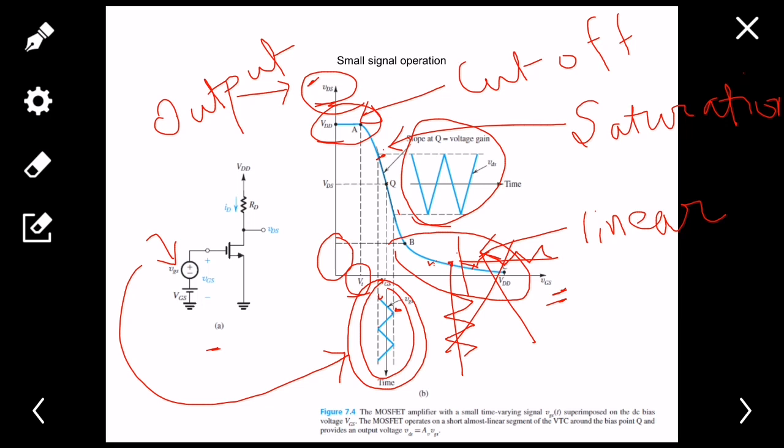I'm choosing the saturation region because it has a higher slope. Basically, the higher the slope, the more gain you get. Just remember this. So again, why are we actually giving a DC bias?